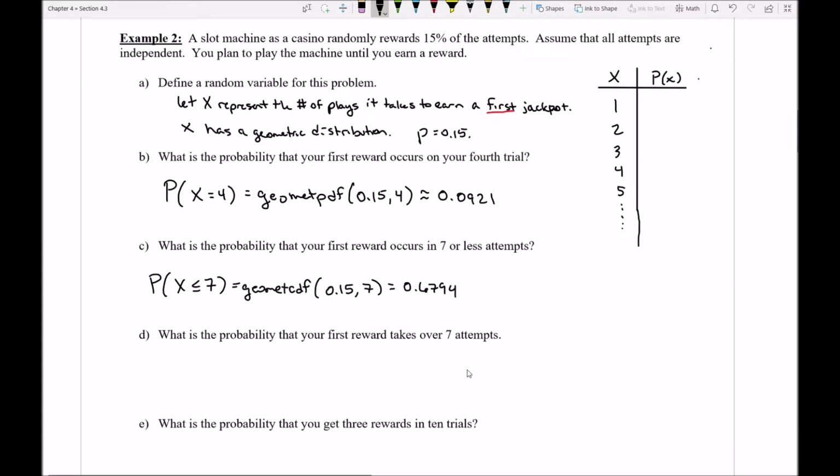What is the probability that your first reward takes over 7 attempts? Okay, probability that x is greater than 7. So technically that would kind of be like all the values in the table, I guess that would be like 8 and up, right? Those are the values that I'm interested in. Everything below that I don't really care about. Well, if I wanted values like that, notice that's values like over here, then the values that I'm not interested in are the values that are 7 and below. So I could get this by doing a 1 minus the probability that x is less than or equal to 7.